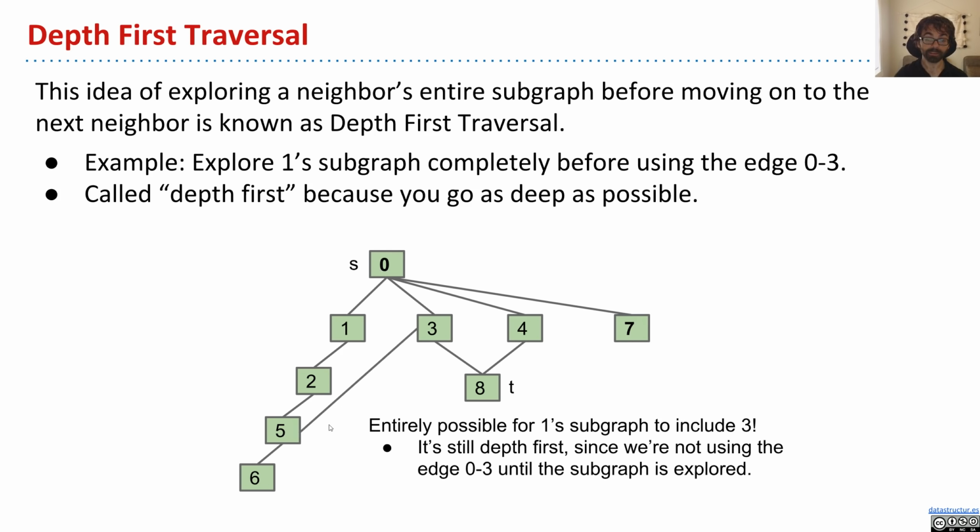Now I should note that it is entirely possible that one subgraph also includes 3. Maybe there's a node or an edge that goes back up to 3. But this is still considered depth-first because we're not going to use the edge 0, 3 until 1's entire subgraph is explored.